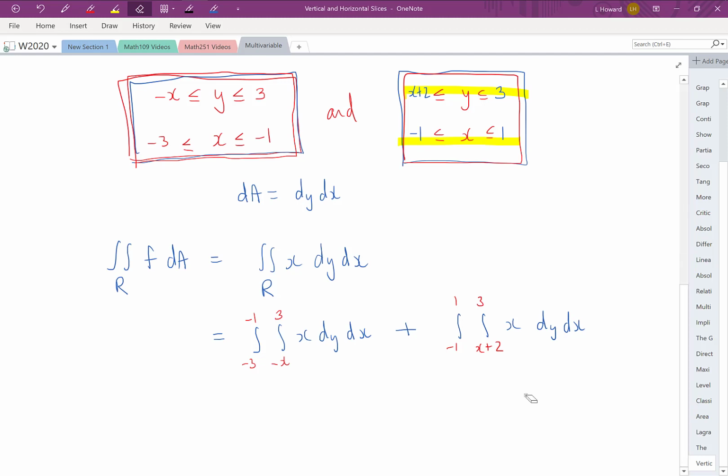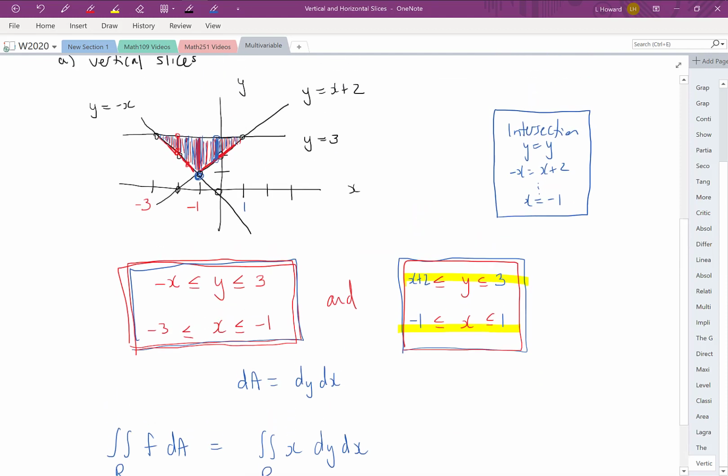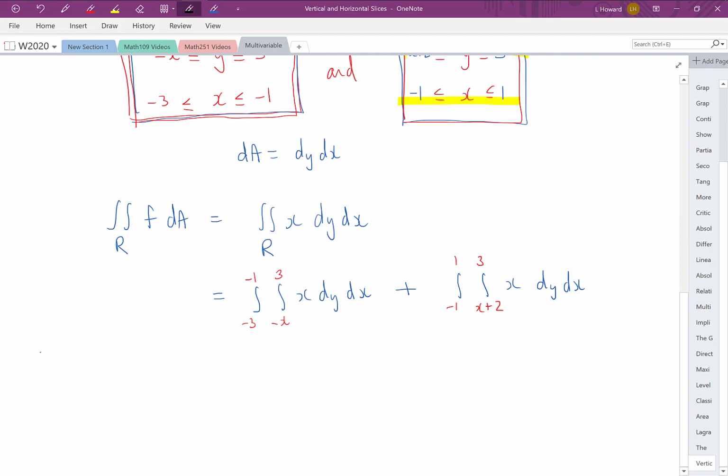So I purposely chose a problem that was a little tricky there in terms of vertical slices. We had to do this trick of splitting our region up into two subregions, and you're going to have to do that if the line that's defining the bottom of your region changes. So if you switch from y equals -x to y equals x plus 2, you'd have to split up into two regions. Similarly, if the curve forming the top of your region changed, then you would have to split up into two regions. So let's try this problem again using horizontal slices, and we'll see that actually goes a lot smoother.